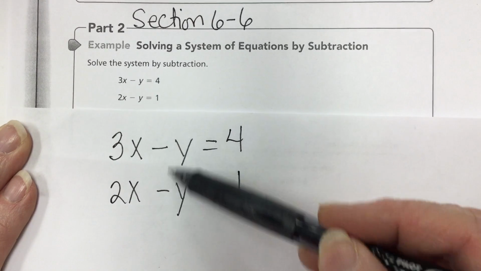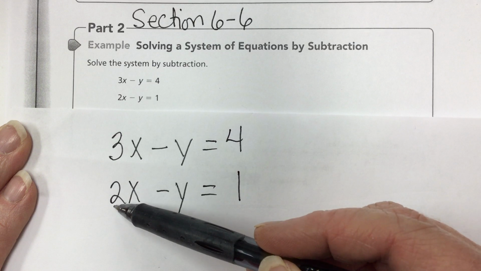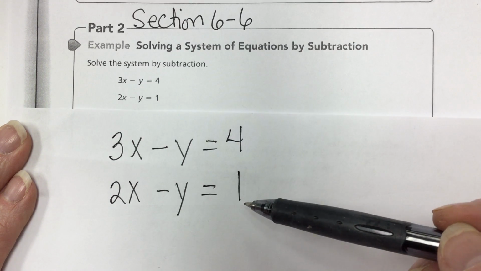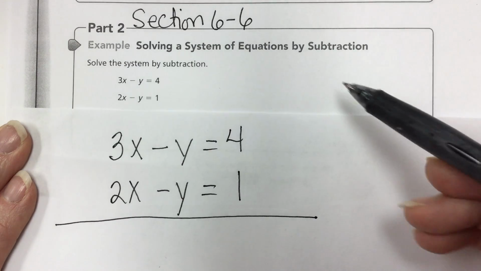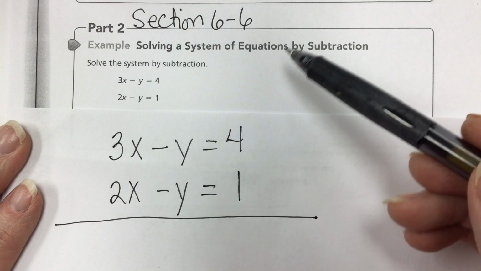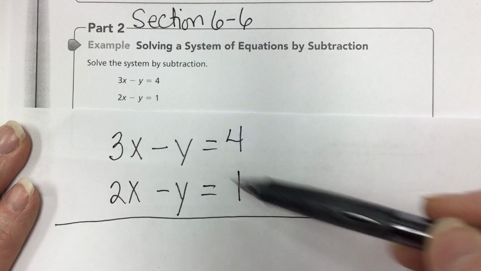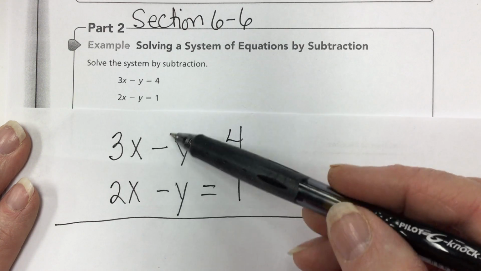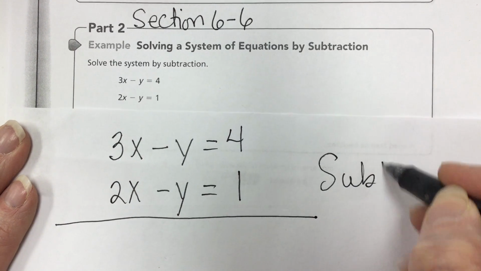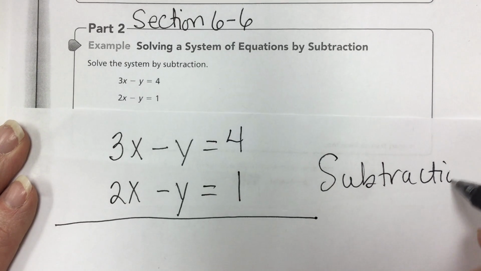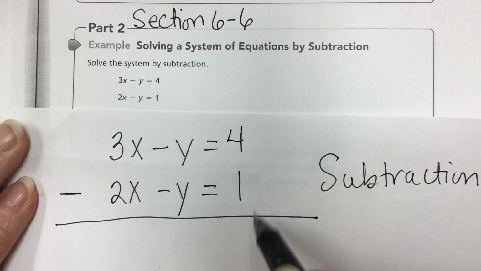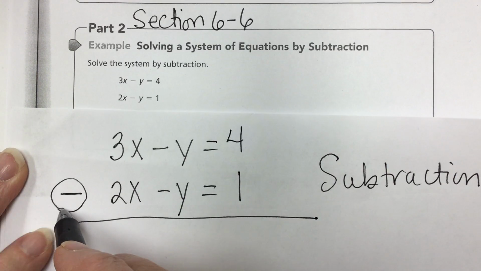You notice that your y terms and your x terms are lined up, your equal signs are lined up, and your constants are lined up. To use the subtraction method, you must have the variables lined up, equal signs lined up, and your constants. Notice that these are the same. When they're the same, you will use subtraction, which we're being told to use on this problem. So we're going to be subtracting each one of these. So we must use our subtraction sign.